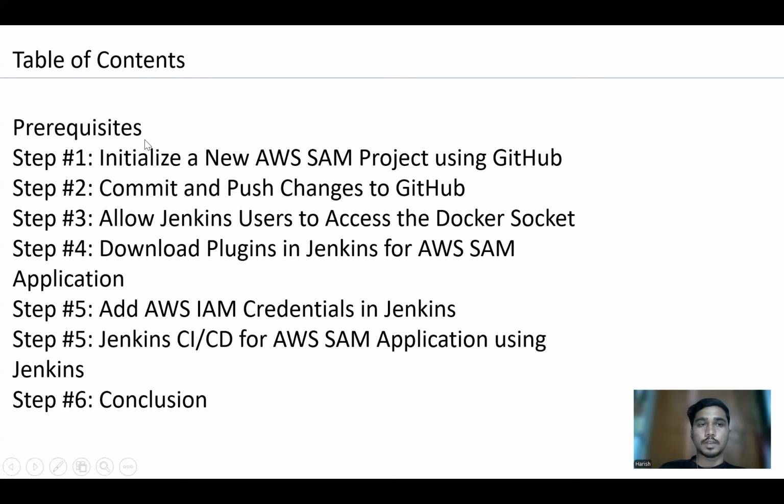So first one is the prerequisites, and then we'll initialize a new AWS SAM project using GitHub, and then we'll commit and push the changes to GitHub, and then we'll allow the Jenkins user to access the Docker socket, and then we'll download necessary plugins for Jenkins, and we'll add AWS IAM credentials in Jenkins, and then Jenkins CI/CD for the AWS SAM application using Jenkins, and then conclusion.